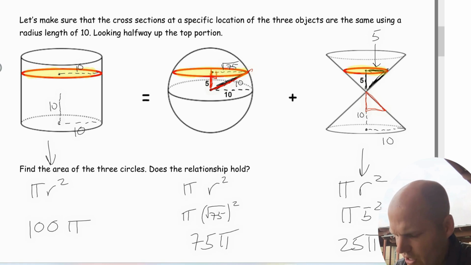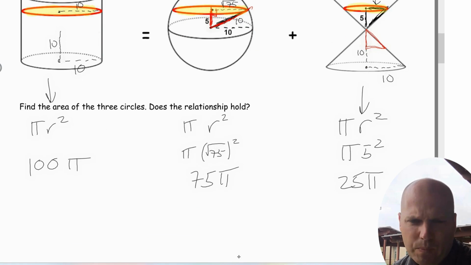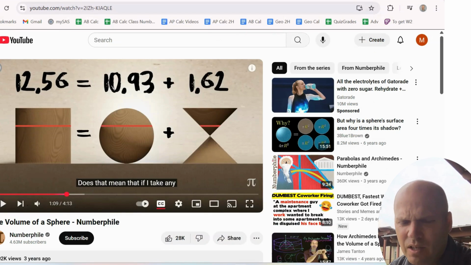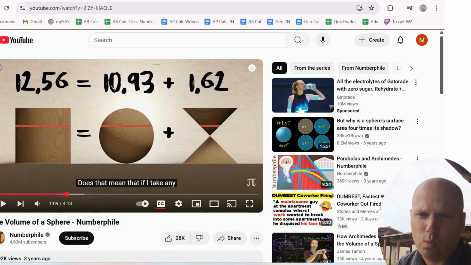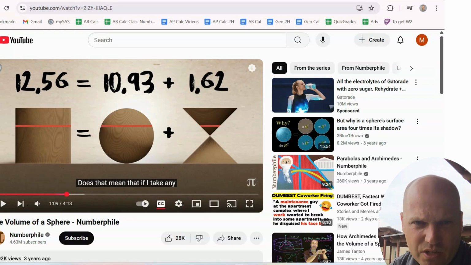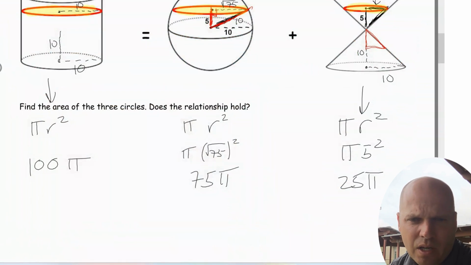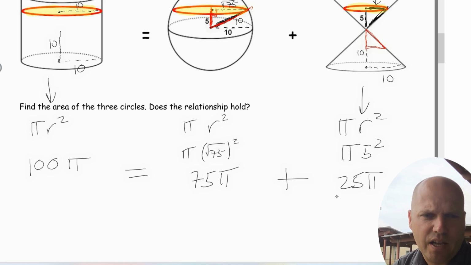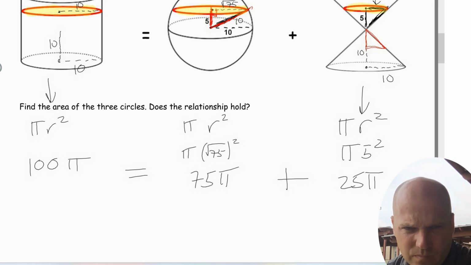Well, we just discovered and confirmed what the guy was saying. Archimedes then maybe used water to show these were equal, but I'd actually probably use math to show that they were equal at all locations because it's easy enough to do. And he was a genius. We showed that the area at a cross section of a cylinder equals the area of a cross section of a sphere plus the area of the cross section of this double topped cone.